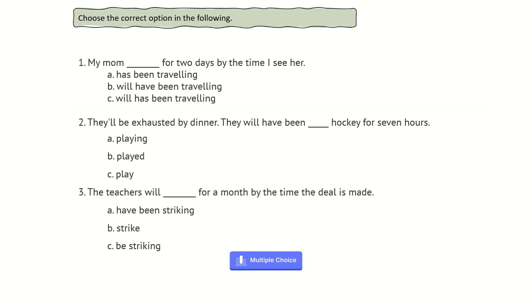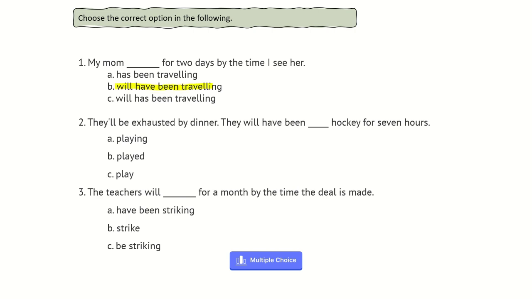My mom for 2 days by the time I see her. My mom. I'm talking about future perfect continuous. So I have to find will. I eliminate the first one. Will have or will has. Will is always followed by the base verb, which is have. So B is the correct answer here.